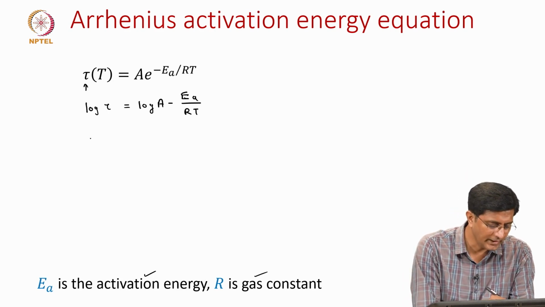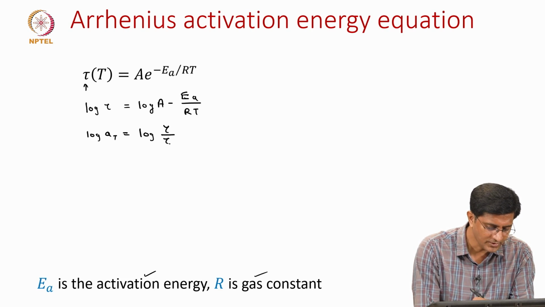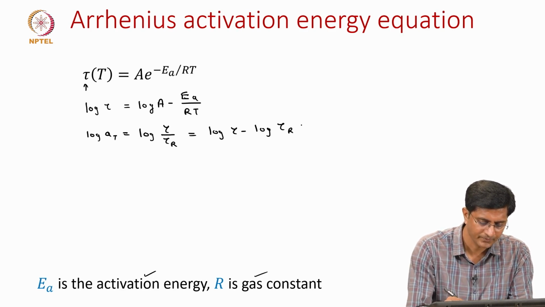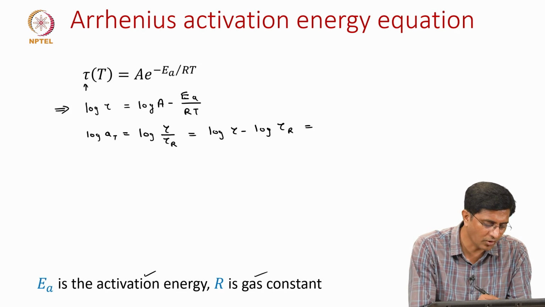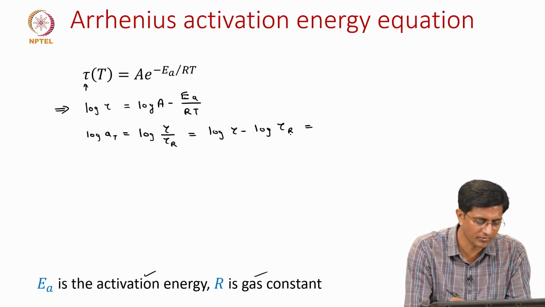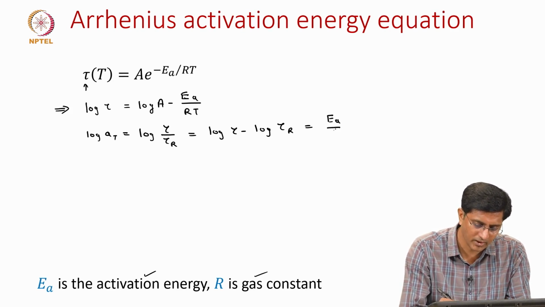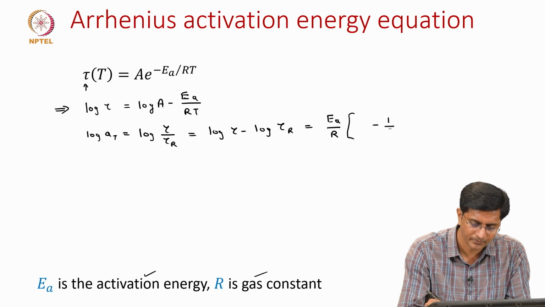Now, let us introduce AT. So, log AT is log tau by tau reference, which can be written as log tau minus log tau reference. Once we use this expression and substitute it, log A will be the same for both tau and tau reference, so they cancel out. We will be left with the second term, where the constants are EA by R. From the log tau we get minus 1 by T, and from log tau reference we get 1 by TR.